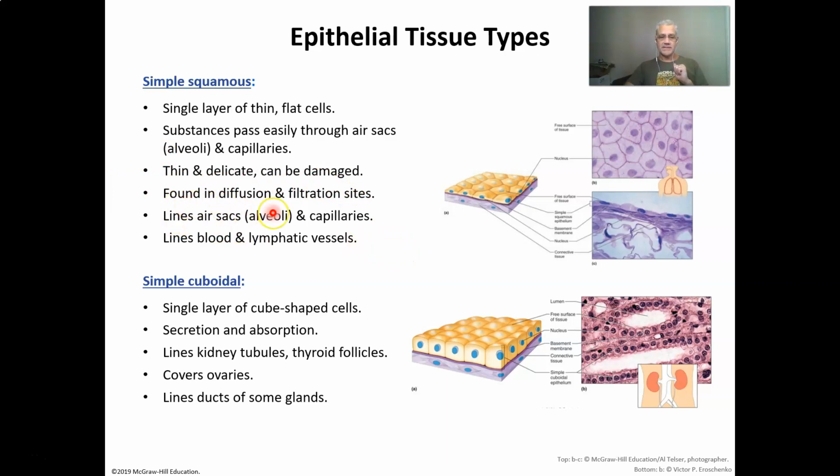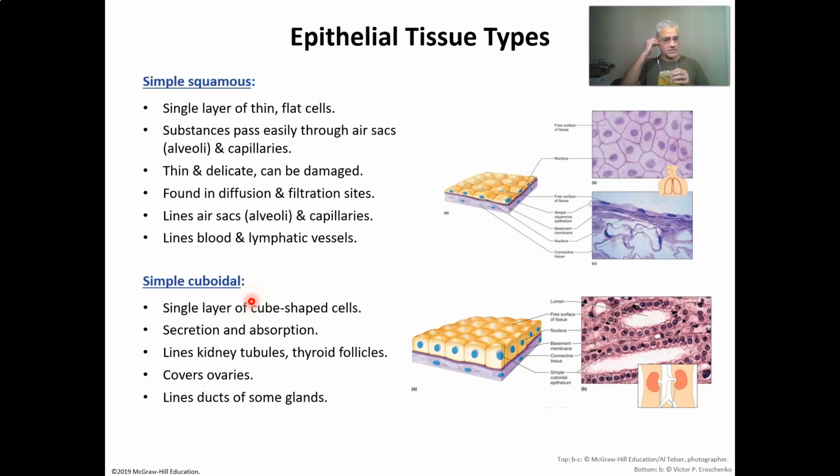So they increase surface area and they increase the ability of substances to diffuse rapidly or filter rapidly. They are found on the inside of blood vessels. All of the blood and lymphatic vessels of your body are lined with a simple squamous epithelium. All right, the next shape, simple again, one cell layer thick, cuboidal. Cuboidal means shaped like a cube.